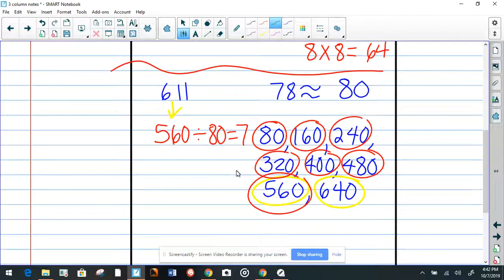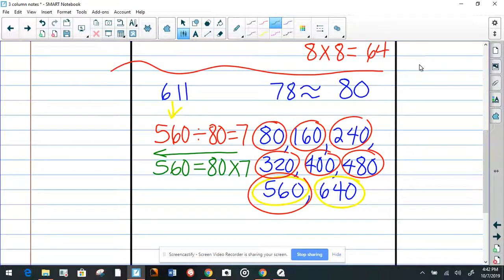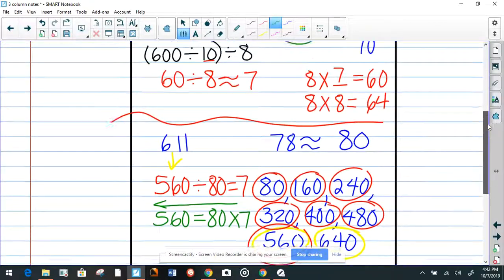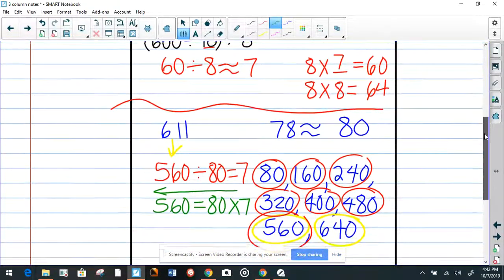And to check this one, we have to go backwards. How? Multiplying. You bring the 7, the equal sign turns into a multiplication, times 80. You know that 7 times 8 equals 56, times the 10, that's 560. So now we know that this is correct, and our estimated quotient is going to be 7. Notice that in both instances, it gave us the right answer.